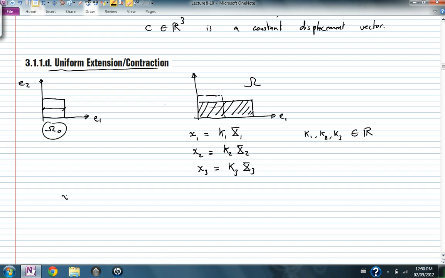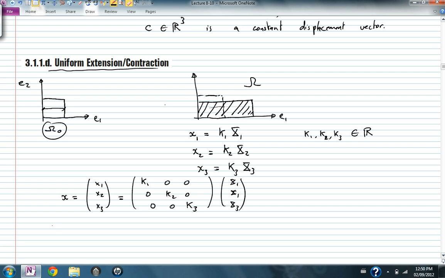The position vector x, which is made out of x1, x2, x3, is equal to a matrix multiplied by the old position vector, where this is k1, 0, 0, k3.